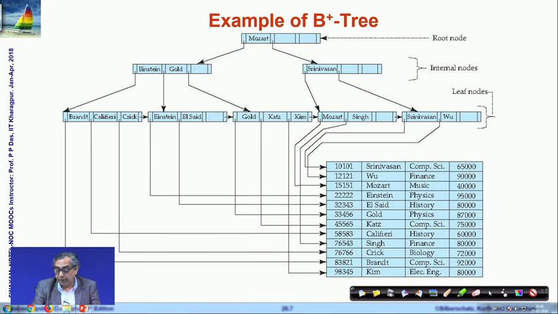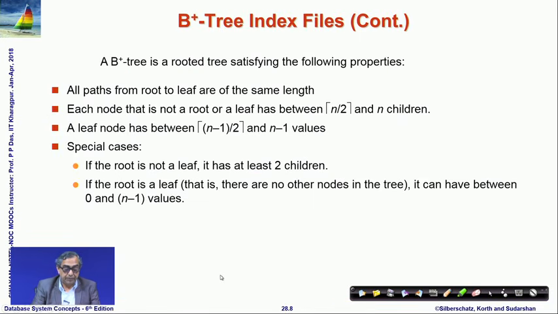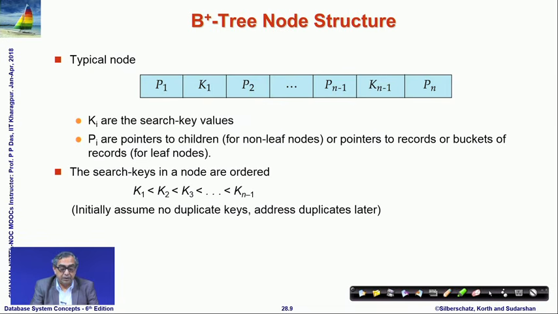So, that is a basic property of 2-3-4 tree generalized into B+ tree. Each node that is not a root or a leaf has between n/2 to n children. A leaf node has (n-1)/2 to n-1 values. If the root is not a leaf, then it has at least 2 children, and if the root is a leaf and there are no other nodes in the tree, then it can have between 0 to n-1 values, which is quite obvious.